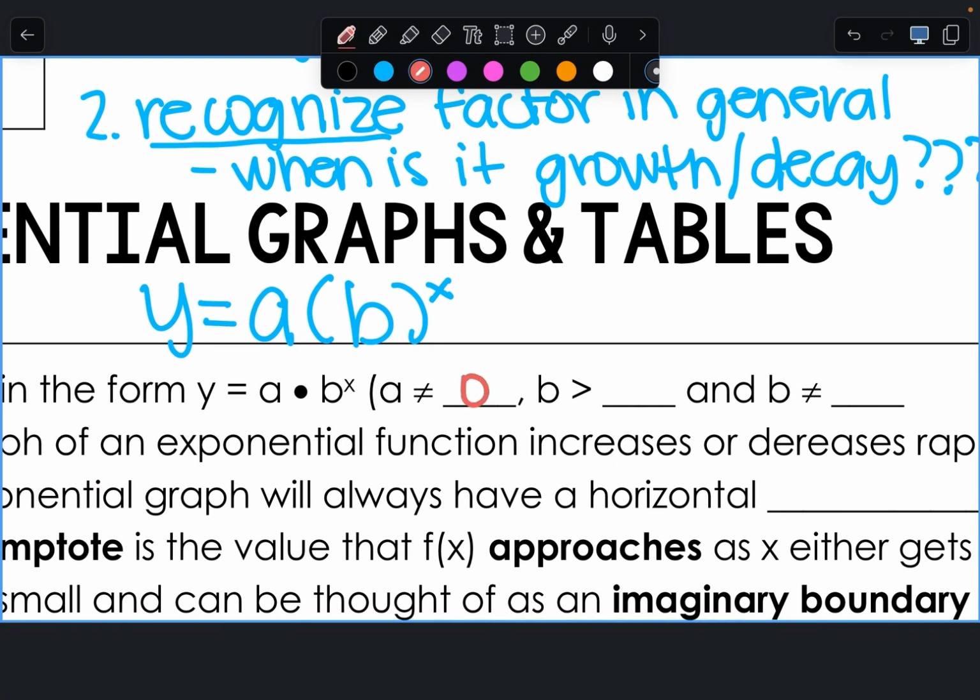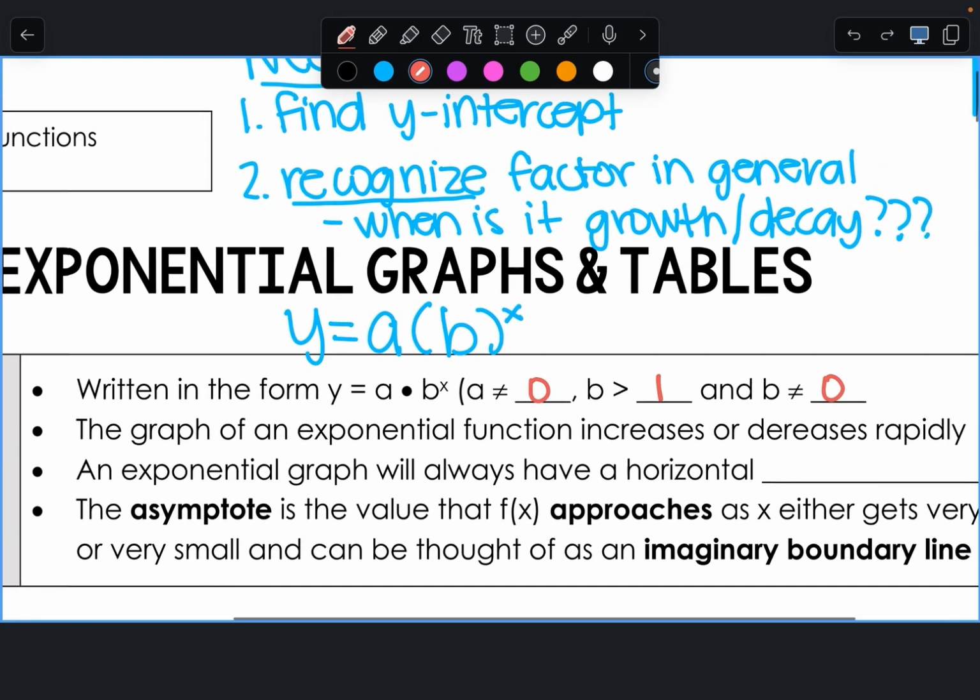Why? Because the numbers are multiplied, and if I multiply by 0, what happens to my equation? It cancels out. B has to be a number greater than 1. And also B cannot be 0. Once again, if I put a 0 in this spot, then it'll make the whole equation 0, which will explode, whatever.